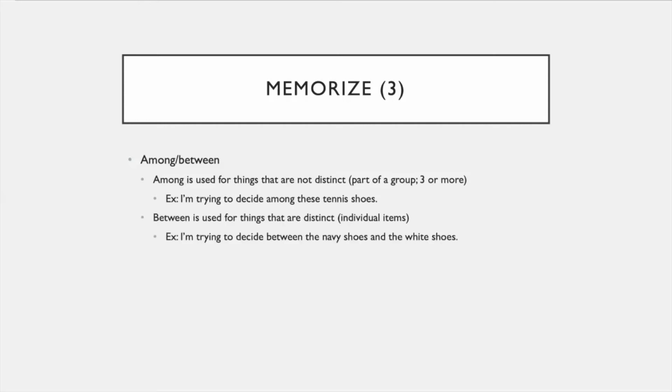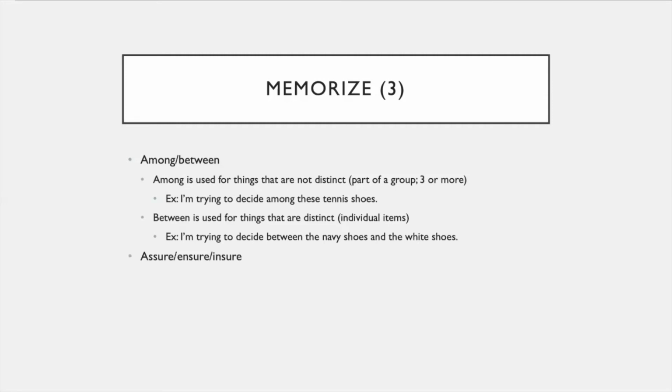Versus between. Between is used for things that are distinct, right? And individual items. So I'm giving you very specific items in a list to choose from. So an example would be, I'm trying to decide between the navy shoes and the white shoes. So it's very distinct which choices you have, right? You have either the navy shoes or the white shoes.